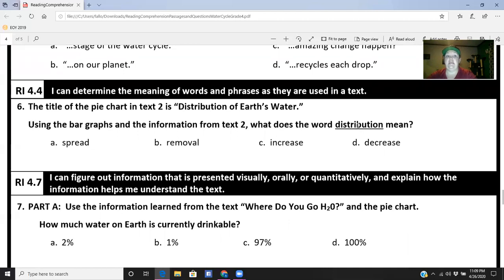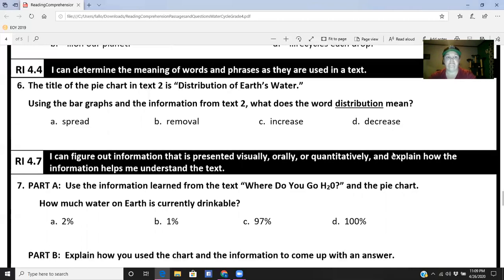Question number 6 is the title of the pie chart in text 2, so the second story, is Distribution of Earth's Water. Using the bar graphs and the information from text 2, what does the word distribution mean? So we're going to be looking for context clues on what the word distribution means.